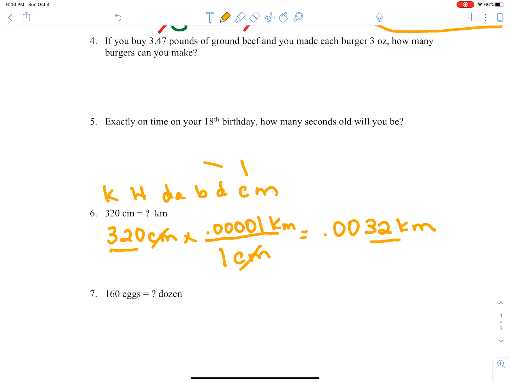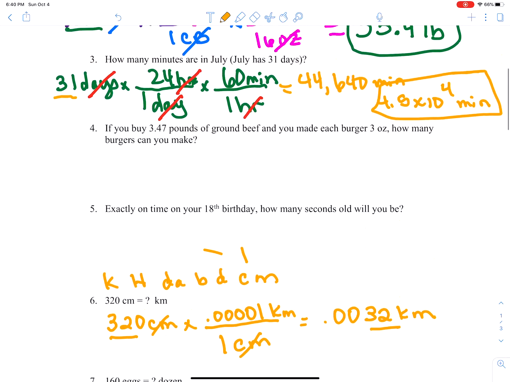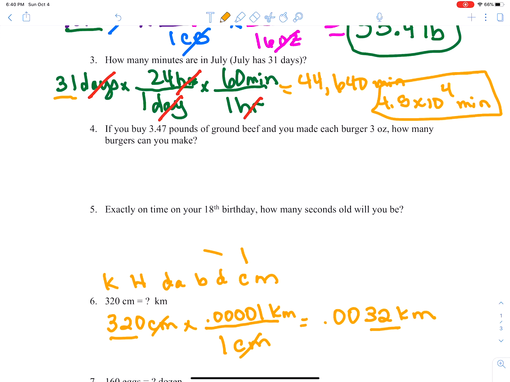Let's go back up to 4. It says if you buy 3.47 pounds of ground beef and you made each burger 3 ounces, how many burgers can you make? So first, you're going from pounds to the number of burgers. So I want to say number of pounds to number of burgers.